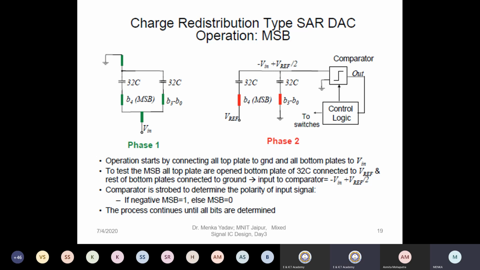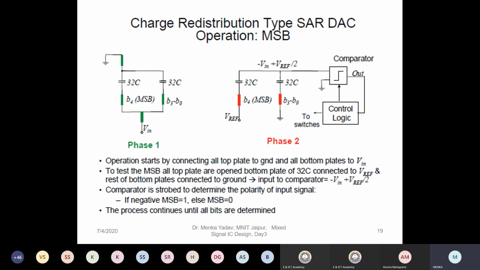So if the output is 1, it means you put your MSB equal to 1. If the MSB is 1, the 32C capacitor will remain connected to V reference. If it was 0, you will ground the 32C, and then you will try to find out the next bit. For example, the B3 bit. The corresponding weight of B3 is 16C. So V reference will be connected to 16C, and 32C we have already connected either to V reference or 0.